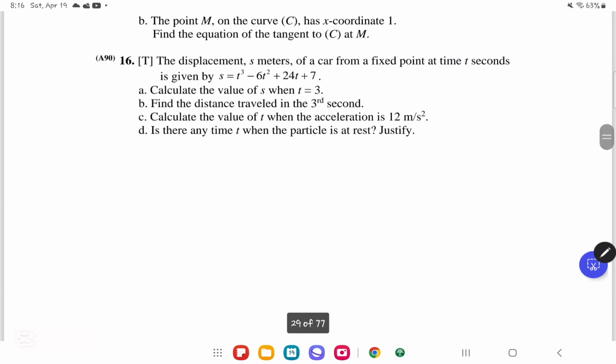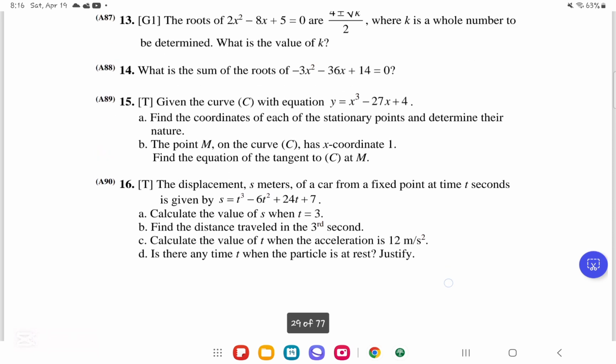They said the point M on the curve has x coordinate 1. Find the equation of the tangent to C at M. This is a very, very important question. Why? Look what's going to happen. They told us it is on point coordinate 1. So 1 is our x.